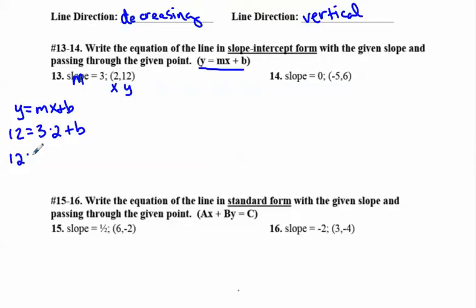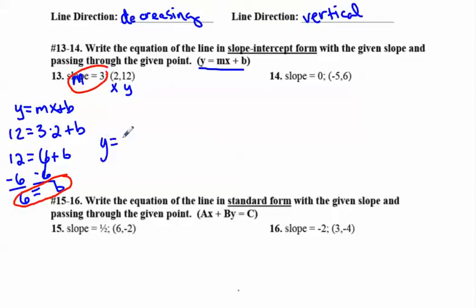So then multiply 3 times 2, I get 6 plus b, and subtract the 6, and I end up with 6 equals b. So once you know the m, they gave it to us, and you know the b, then you can write your equation. Y equals, instead of m, write 3 times x plus, and instead of b, write 6.